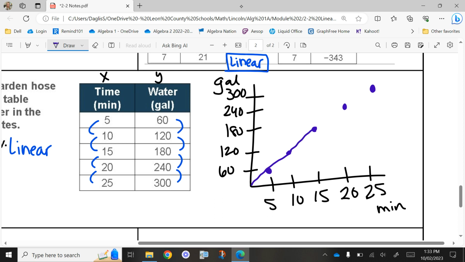Because it's continuously flowing or filling up, I could connect them to each other. I'm not going to do an arrow because it didn't give me past that point. So you have to be careful. If it gives you data, you can only use the data that they give you. It can't really go forever because eventually the pool is full, we just don't know when that's going to be. So we stop with what they give us.